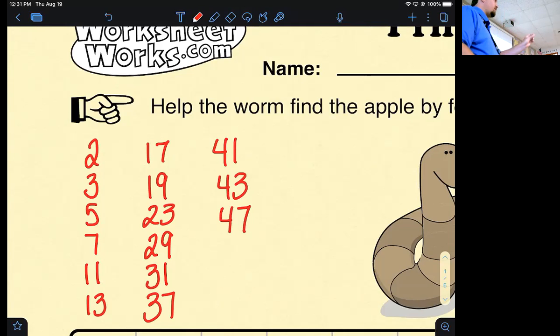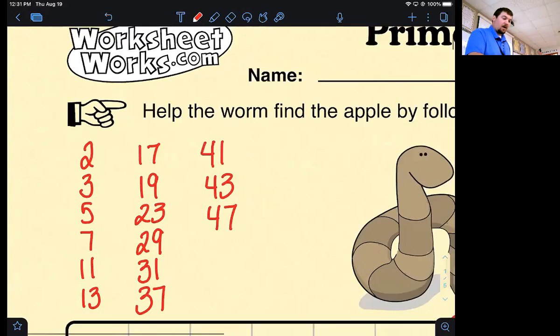In fact, 49 we learned earlier this week is called a perfect square, right? 7 squared, so 7 times 7. Okay, that is my list of prime numbers up to 50. That's probably way more than you would ever need to know. In fact, if you just knew that the numbers in the left column over here were prime, you'd be fine on tonight's homework.